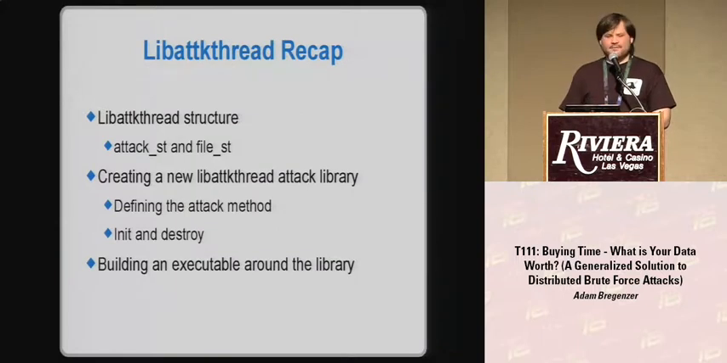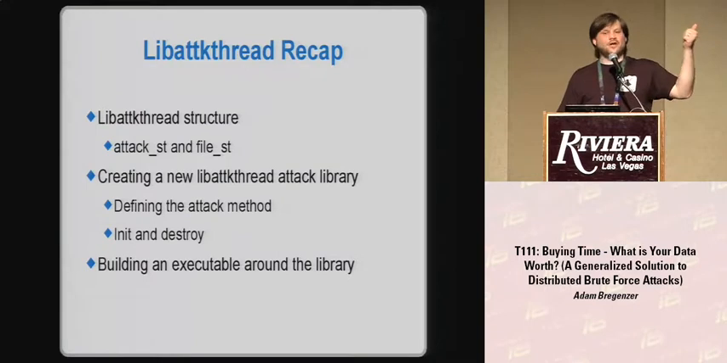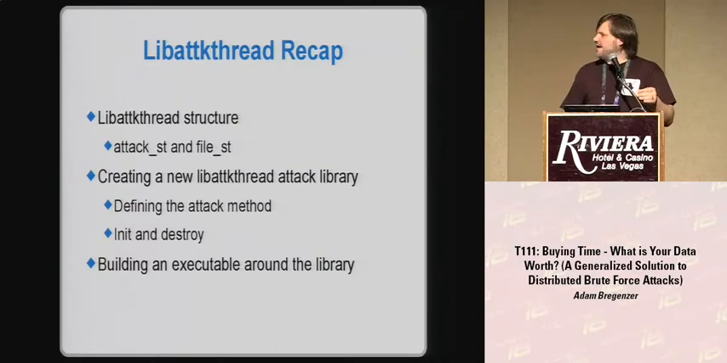Just a quick recap. Again, you're going to build an attack structure that's primarily filled with where you want to read your word or hash list from and where you want to output your data if you're going to do a rainbow or hash table. You also need to specify the function that's going to be used individually for attacking each word, and then the number of threads, and then a callback function inside of that.